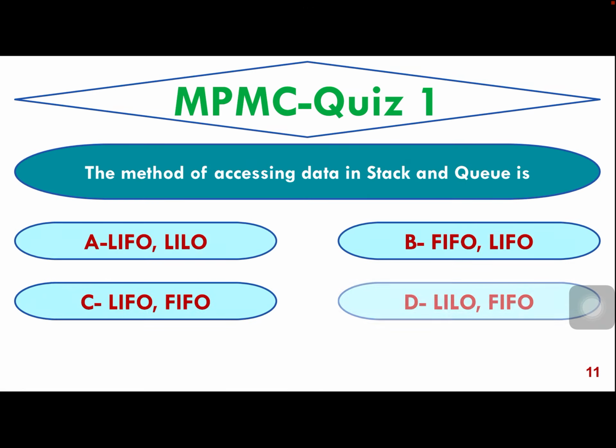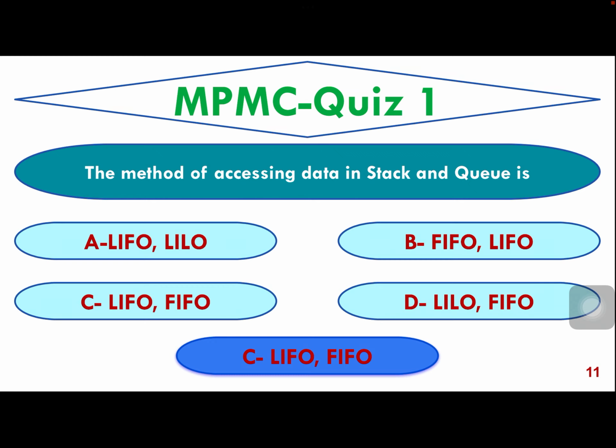The method of accessing data in stack and queue is A. LIFO, last in first out, and last in last out, B. First in first out, C. Last in first out, first in first out, and D. Last in last out and first in first out. So for stack it is last in first out, and for queue it is first in first out. So the correct option is C. LIFO FIFO.